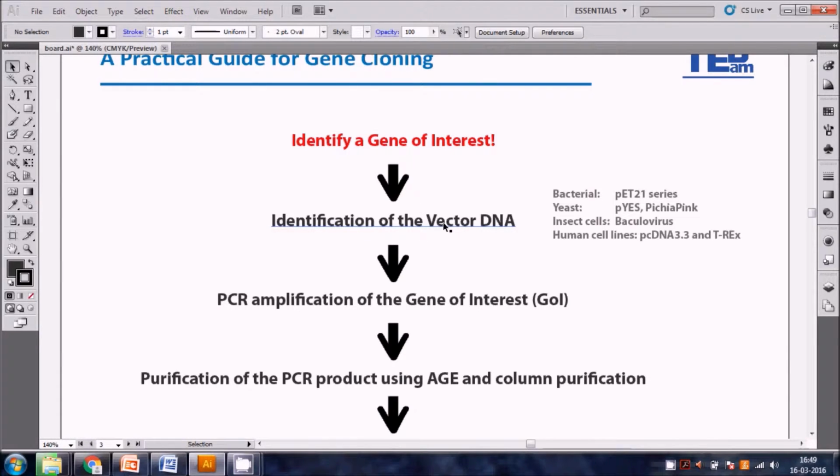I mean, where you want to express your gene of interest, and based on that you have to choose the vector. For example, for bacteria you can use pET21 series vectors. For yeast you can use pYES vector, or pPink for Pichia pastoris. For insect cells you can use baculovirus vectors, and for human cell lines you can use pcDNA or T-REx series vectors.